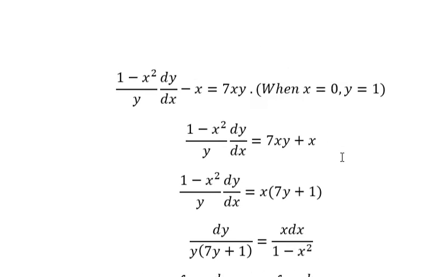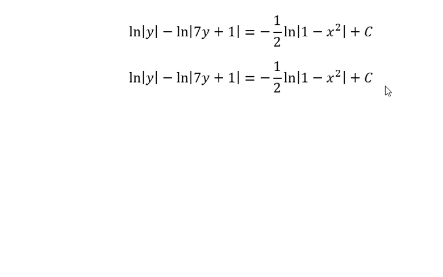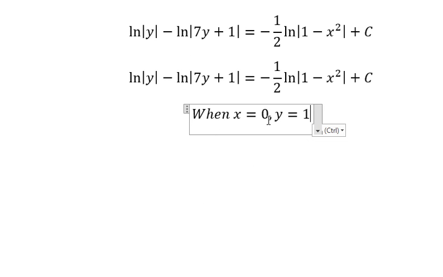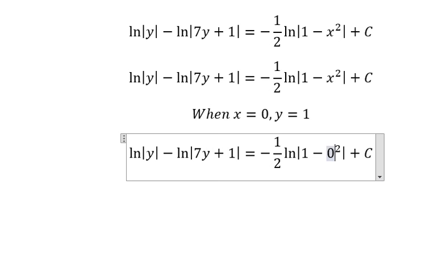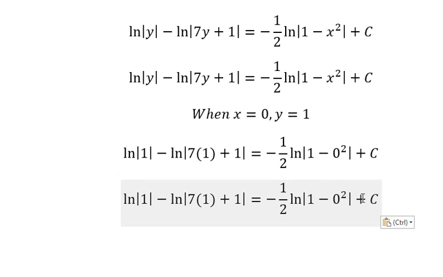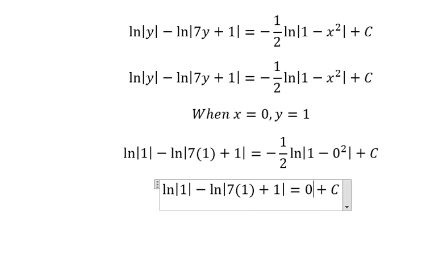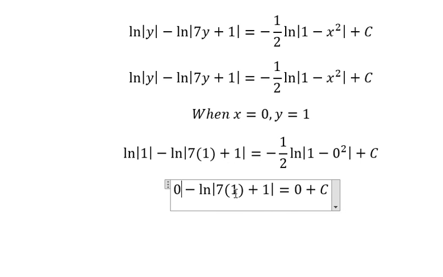We know that we have the conditions in here. So we put x equal to number 0 going here, y equal to number 1 going here. So this one, you got ln 1, so you got 0. This one you got 0. 7 multiplied by 1 plus 1 you got about 8.